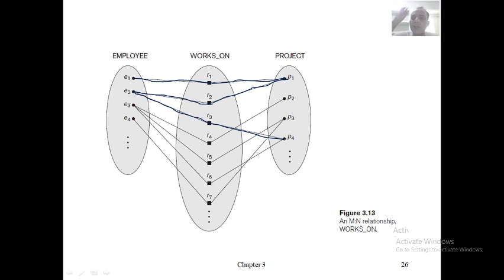Employee 2 is working on project 4 also. So it means that the same employee can work on project 1, project 2, project 3, any number of projects. The same employee can work on more than one project. This is one part. And a project can have more than one employee. Is it understood?